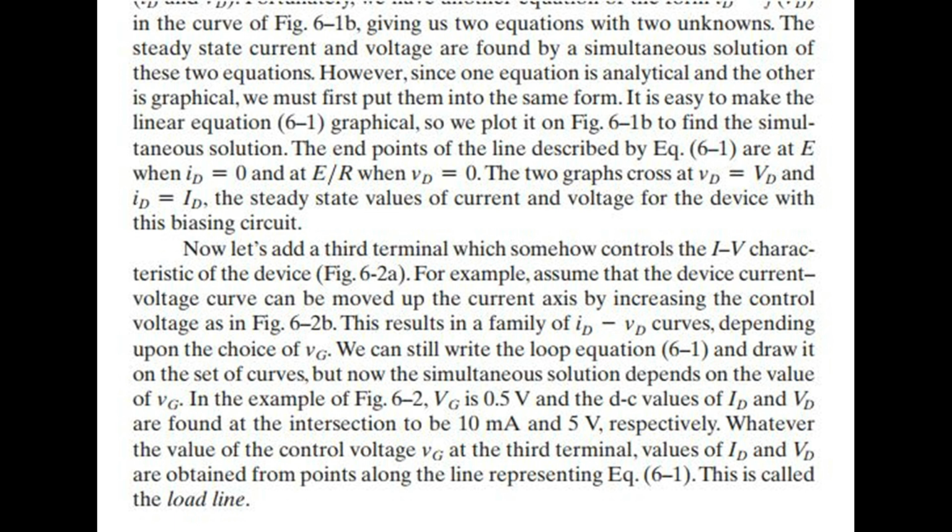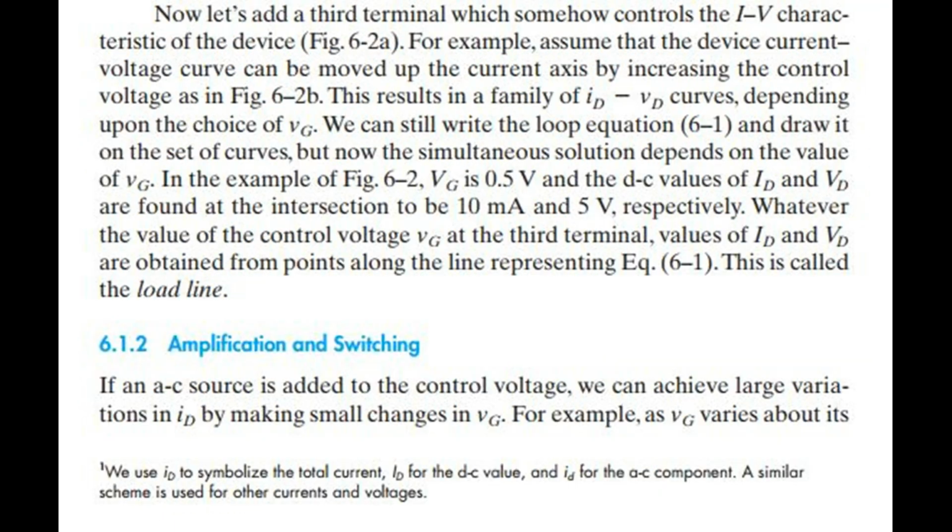In the example of Fig 6.2, gate voltage is 0.5 volts and the DC values of ID and VD are found at the intersection to be 10 mA and 5 volts, respectively. Whatever the value of the control voltage Vg at the third terminal, values of ID and VD are obtained from points along the line representing Eq 6.1. This is called the load line.